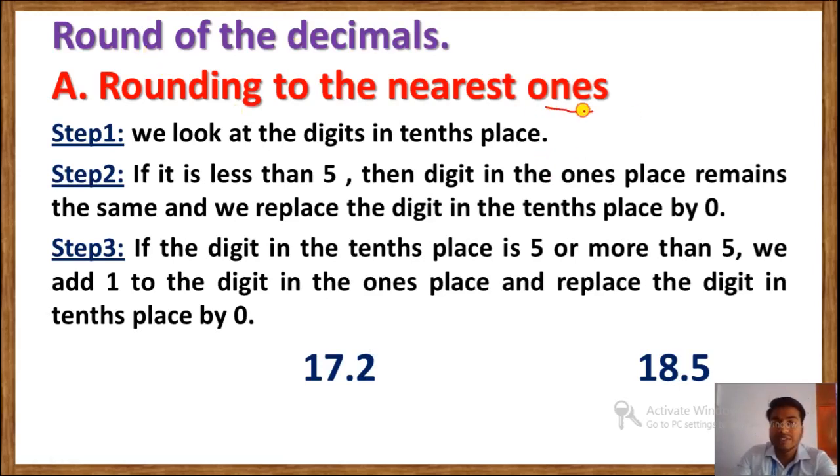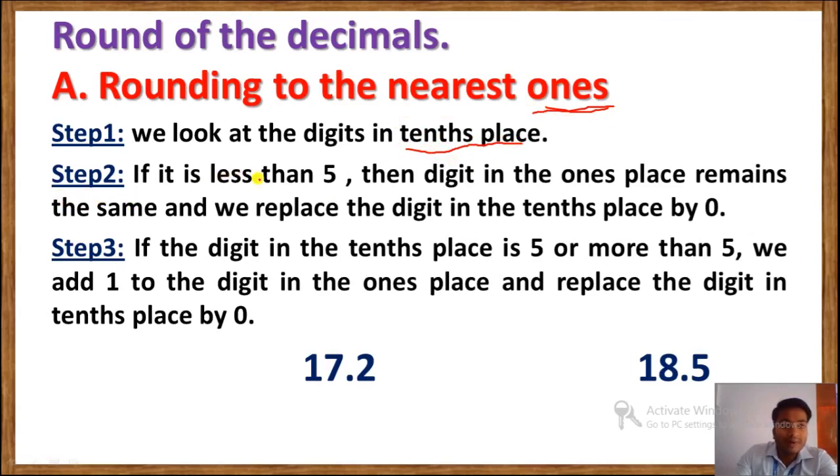Rounding to the nearest 1. First let me read out the steps, then I will show you an example of how to round off. Step number 1: we look at the digit in the 10th place. For the nearest ones, we need to see the 10th place.